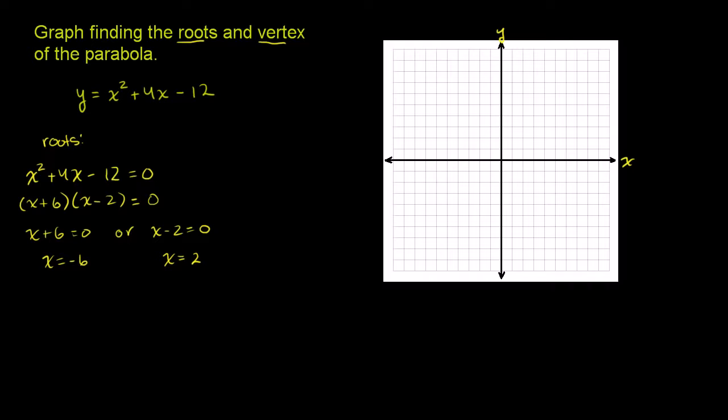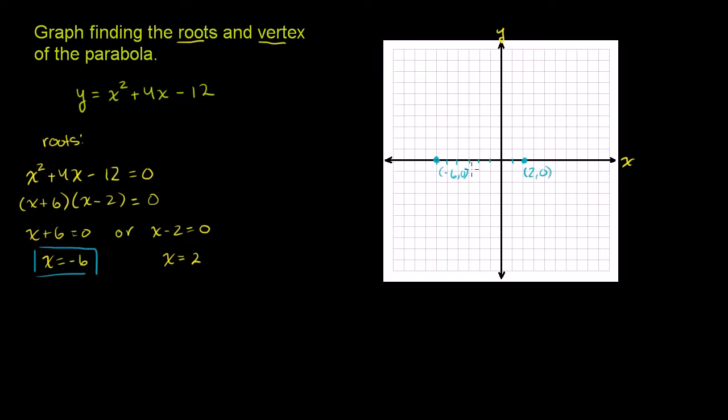So let's graph both of those points. X is equal to negative 6, y will be equal to 0. So x is 1, 2, 3, 4, 5, 6. So negative 6 comma 0. That will be on the graph of this function, or the graph of this parabola. And also the point x is equal to 2. So 1, 2. Just like that. So this is the point 2, 0.